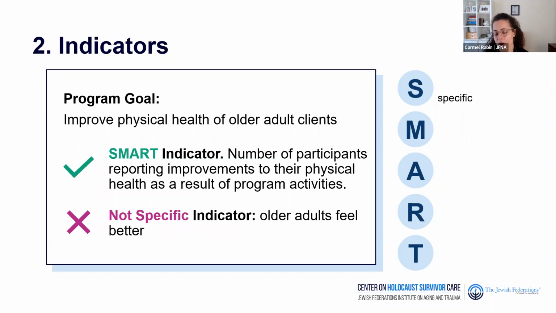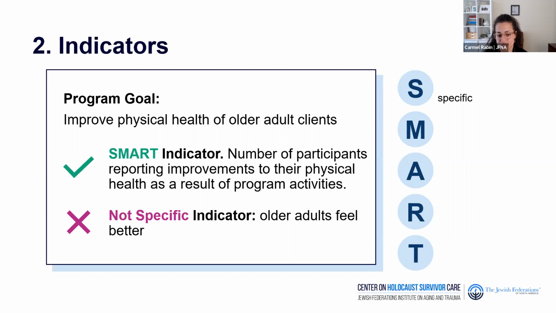We want to make sure that all of our indicators are specific by making sure that indicators accurately and concretely describe what needs to be measured. If your project goal is to improve the physical health of your clients, this is just a random example, and it could be a variety of different goals. But if your goal is to improve the physical health of your clients, an indicator that's not so specific would be that older adults feel better.